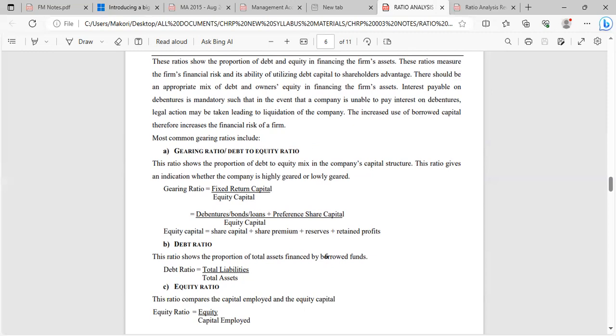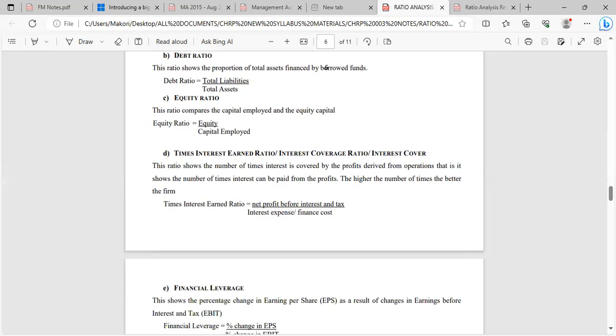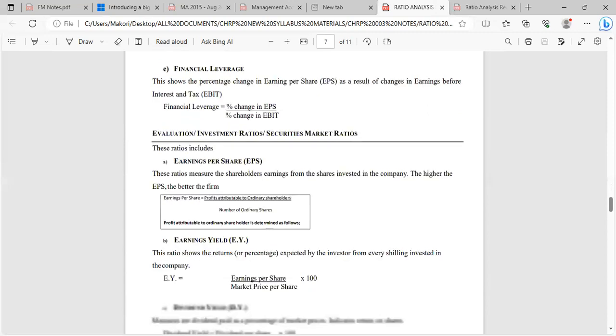Then we also have what we refer to here as the equity ratio. Take the equity using the formula that we have here, divided by the capital employed. Again, don't forget, capital employed, we said it is total assets minus current liabilities. You get that. So those are the commonly used. I don't want to take you through these others.